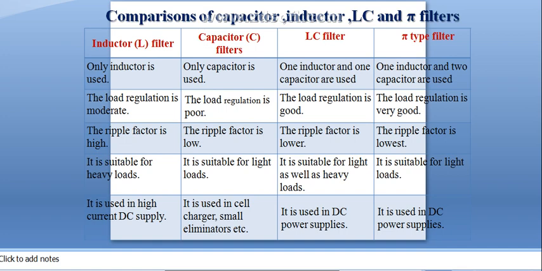The inductor filter is suitable for heavy loads. The capacitor filter is suitable for light loads. The LC filter is suitable for light as well as heavy loads. And the pi filter is suitable for light loads. The inductor filter is used in high current DC supplies. The capacitor filter is used in cell chargers and battery eliminators. The LC filters are used in DC power supplies. The pi filters are also used in DC power supplies.